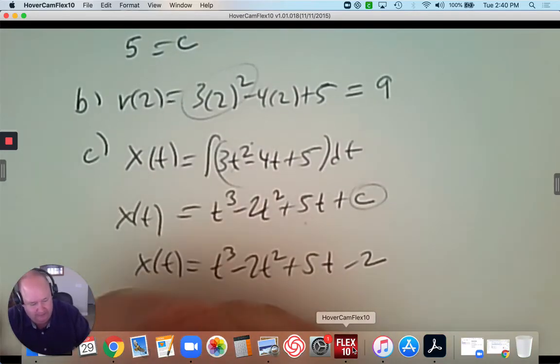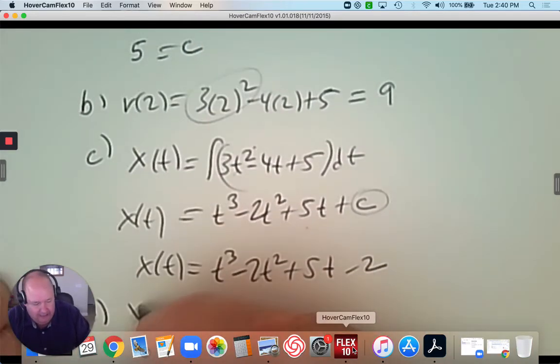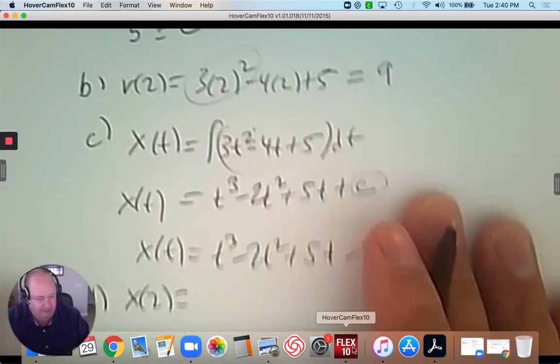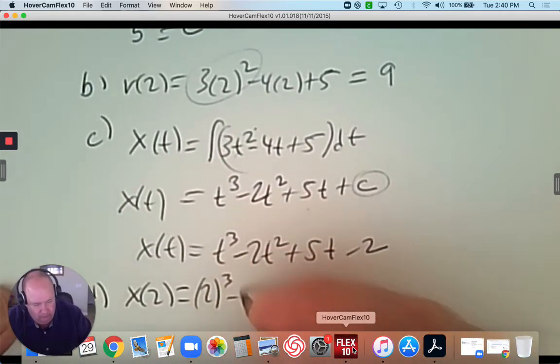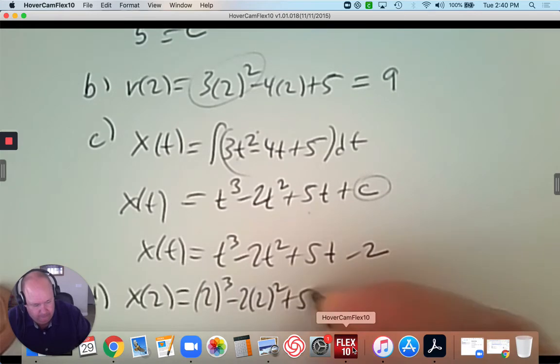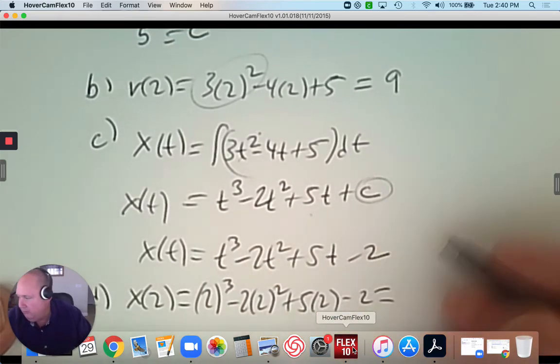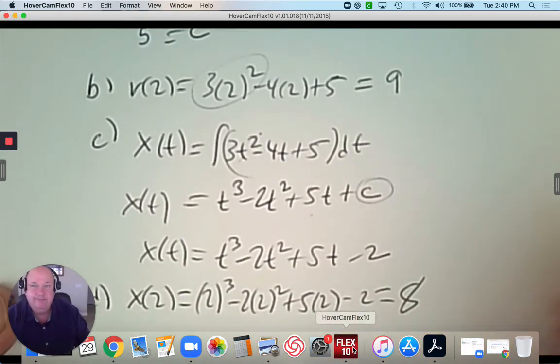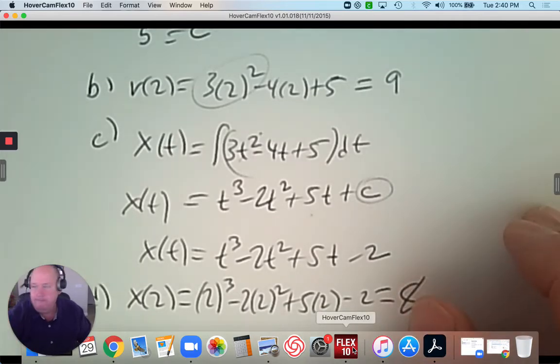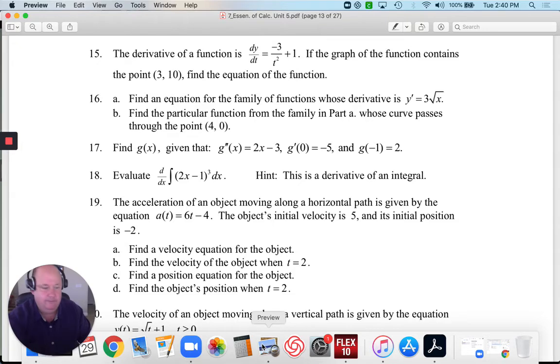And then in part D, it says, what's the position at 2? So then you plug in 2 and just do the work that you see in front of you. And the answer is 8. All right, there's A, B, C, and D for number 19. Number 20.